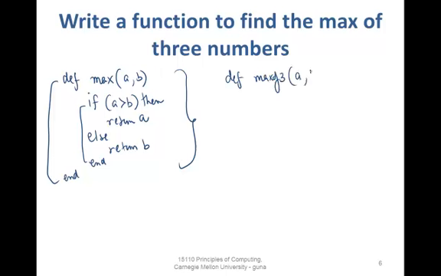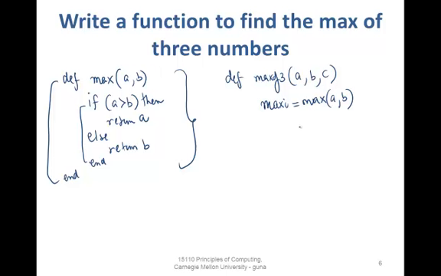In this case we have 3 numbers that we provide as arguments. So what I'm going to do is use the max of 2 to find the max of 3. First of all, let's call this M or maxi, because I don't want to confuse that with the function name max. So the maxi would be the max of A and B.